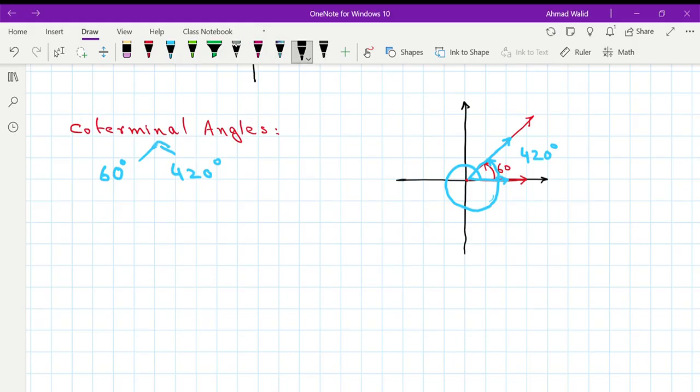Correct? Hopefully, you will learn the definition slowly. If the initial side of an angle lies on the initial side of another angle, and the terminal side, if I give you a better kind of definition, differs by a multiple of 360, a number times 360, we call those angles coterminal angles. Another example.